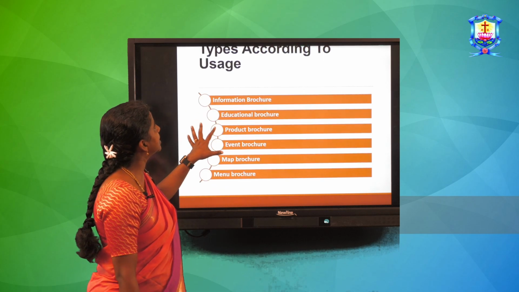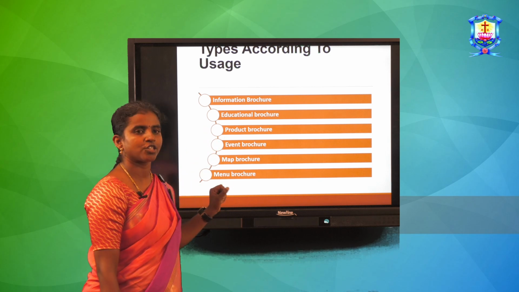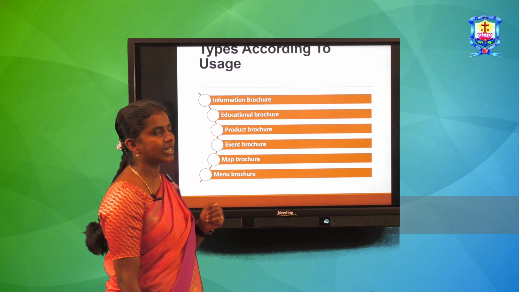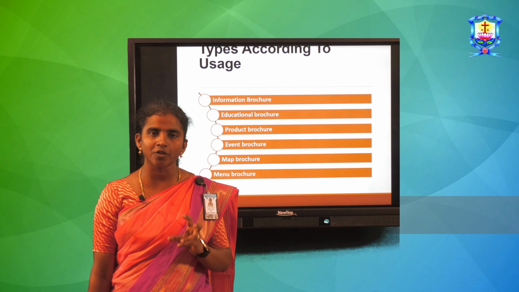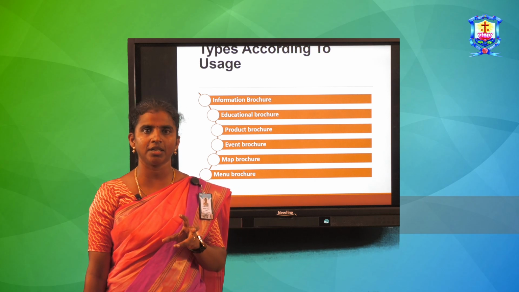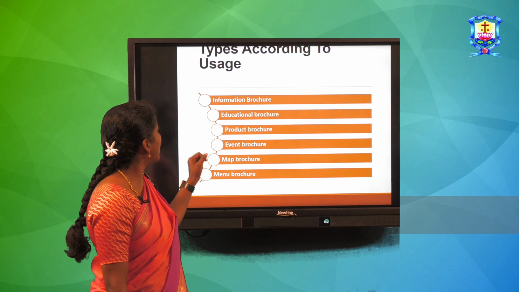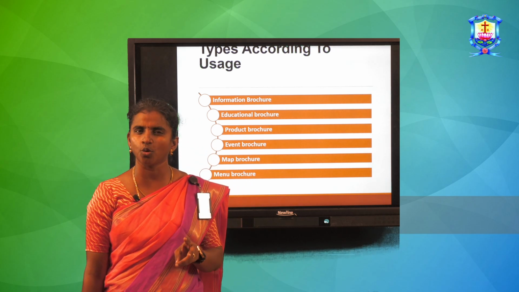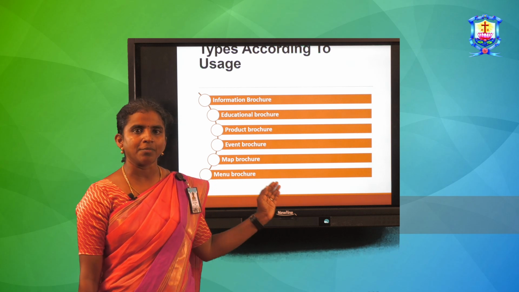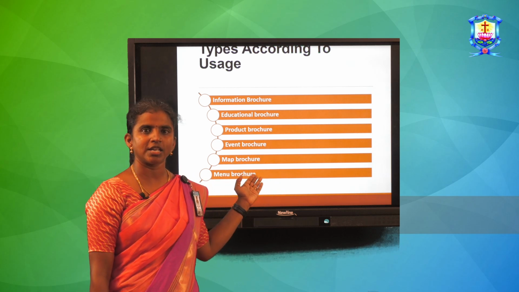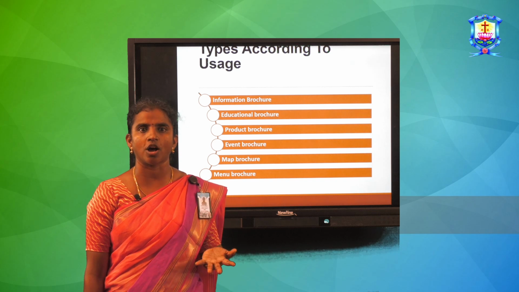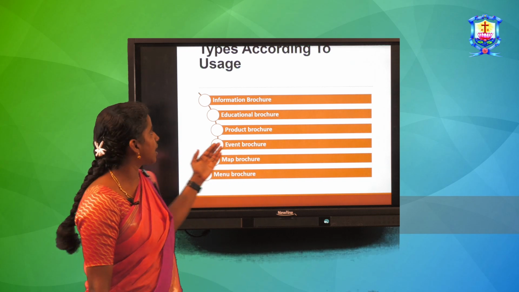So these are the types according to the usage. First one is the information brochure. An information brochure gives you information about a particular company, product or brand. Next one is the educational brochure. This is meant for universities, schools and colleges. Sometimes it is used for the admission process, and sometimes for conducting an event in the college, campus or school.